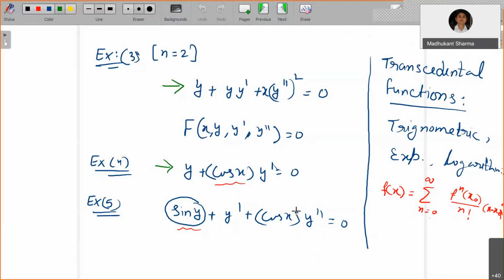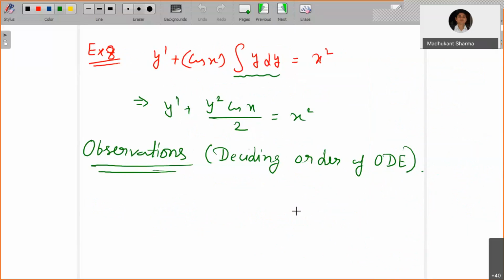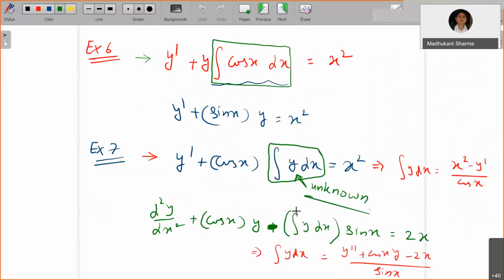Okay, sir. I have a doubt in example 7. Why haven't we considered y as a constant here? Like simply we could write x y, like many times we would use cos theta into dx.